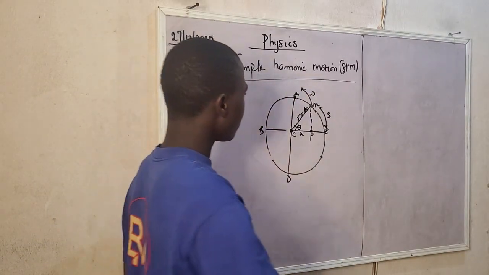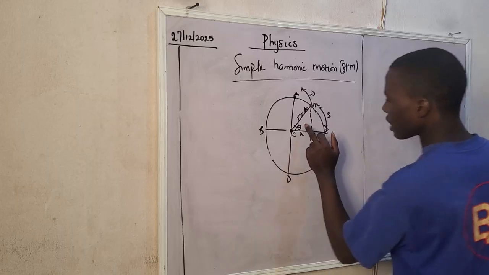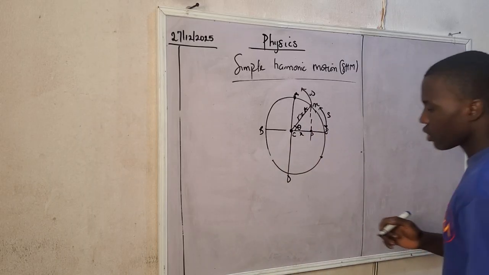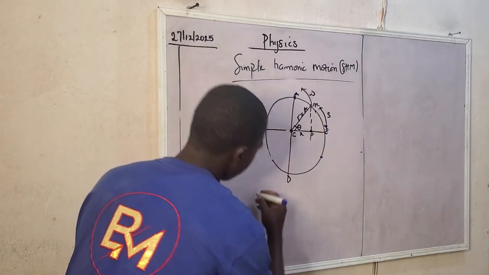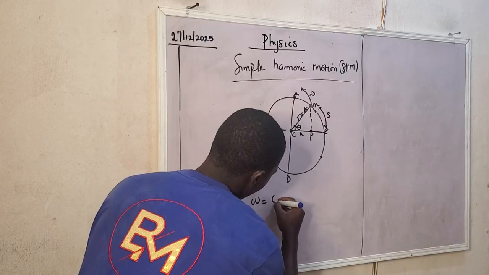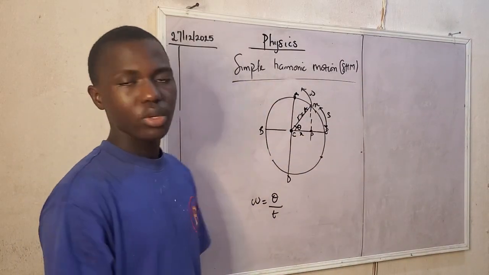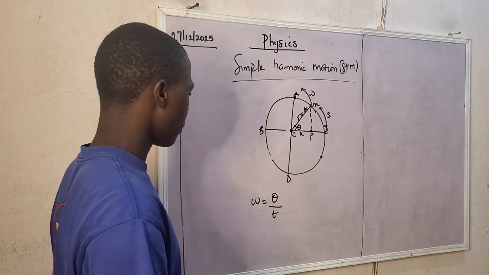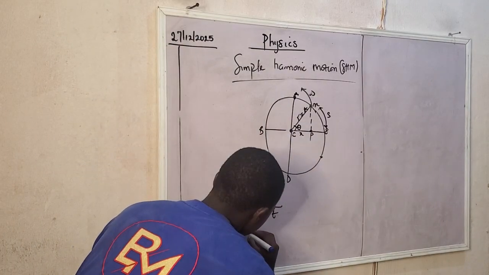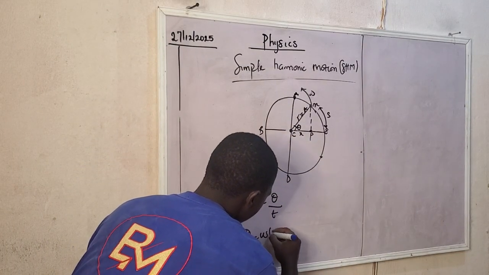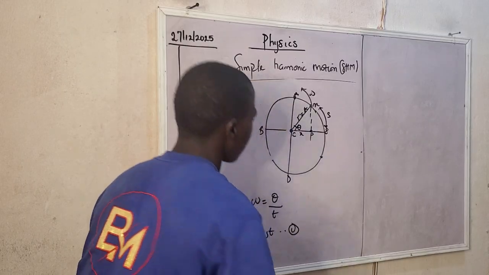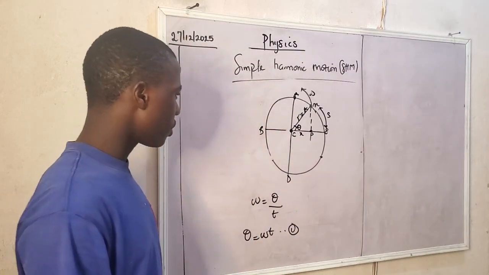You agree with me that this is the angular displacement theta, and angular velocity is equal to angular displacement over time. Theta is measured in radians, time in seconds. So theta is equal to wt. Let's call this our equation 1.